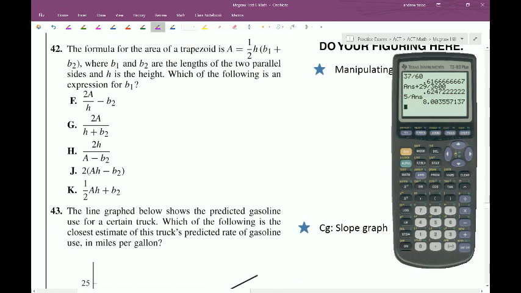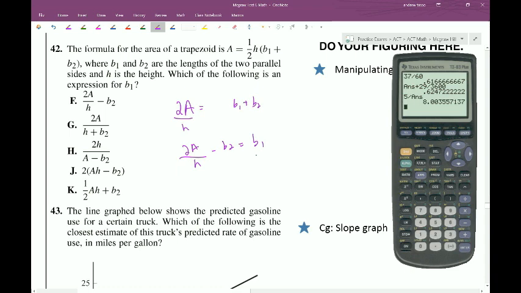The formula for the area of the trapezoid is this. Which of the following is an expression for B1? So the first thing is, whenever you have this sort of over 2 thing, the typical way that I deal with that is to just put it underneath like this. So the 1/2 turns into a divided by 2. So our goal here is to isolate B1, so we would move the 2 across the equal sign diagonally. Then we would move the h underneath. That unlocks the parentheses, and then we could subtract the B2 over. So 2a over h minus B2.